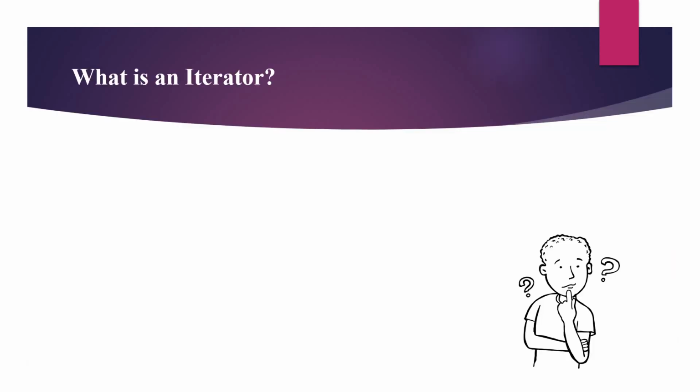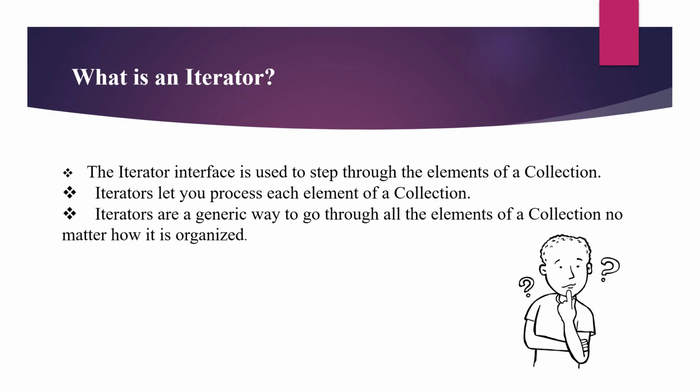So what is an iterator? The Iterator interface is used to step through the elements of a collection. Iterators let you process each element of a collection. Iterators are a generic way to go through all the elements of a collection, no matter how it is organized. Maybe in an upcoming video, I'll make coding sessions on these collection topics. If you're interested, put it in the comment section, how iterators are defined and how iterators are used. This is the standard definition, and we'll give you the way to answer these questions.